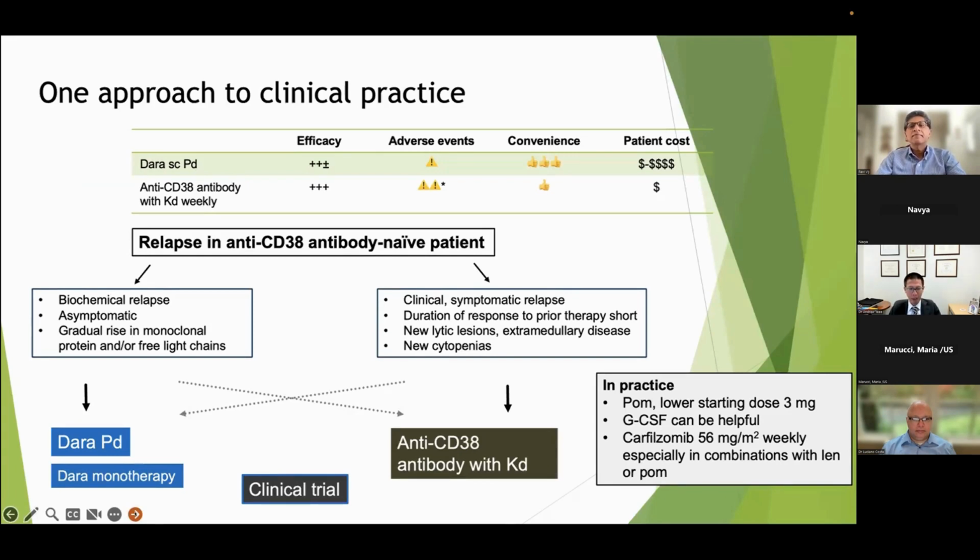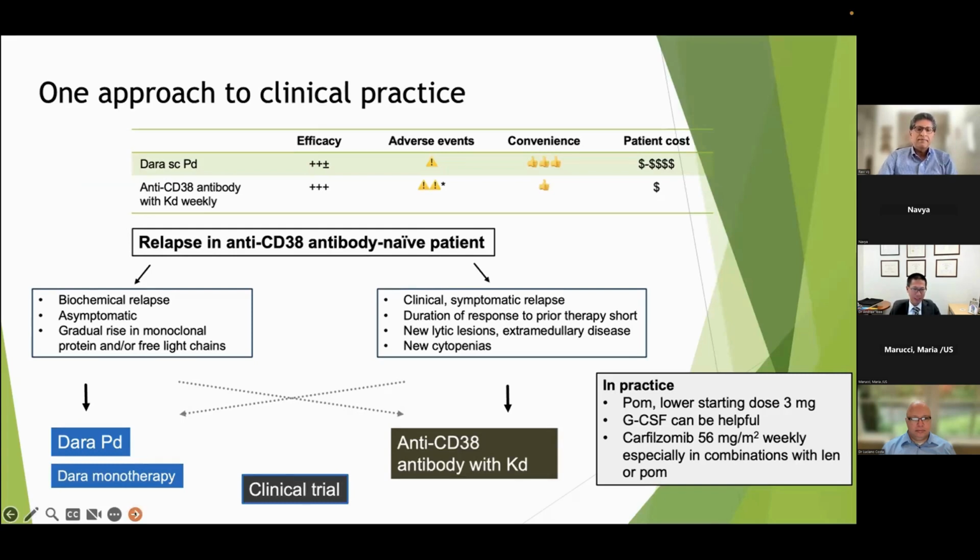And always I think about clinical trials. Clinical trials are how we give patients access to some of the most exciting therapies that we have, as well as how we move the field forward. Now, one thing to think about in clinical practice is that sometimes a lower dose of pomalidomide can be helpful, along with growth factors to support patients who have neutropenia. And certainly when we're giving carfilzomib-based regimens, giving it weekly makes a big difference for patient convenience and the overall experience.